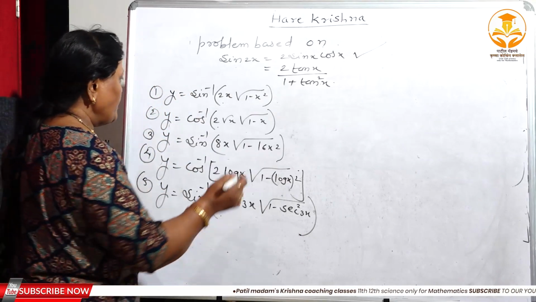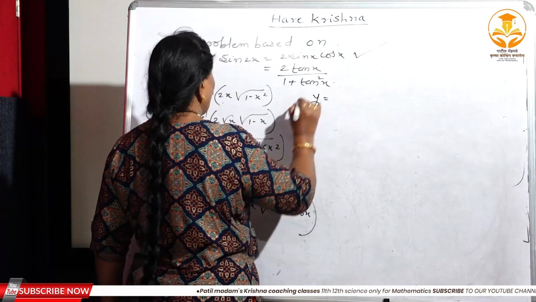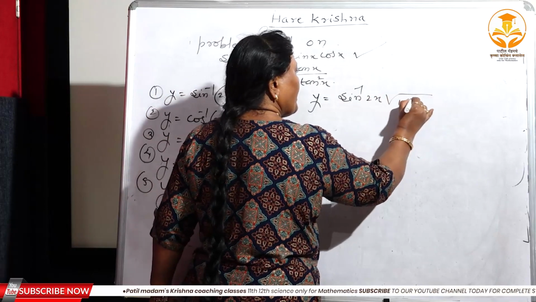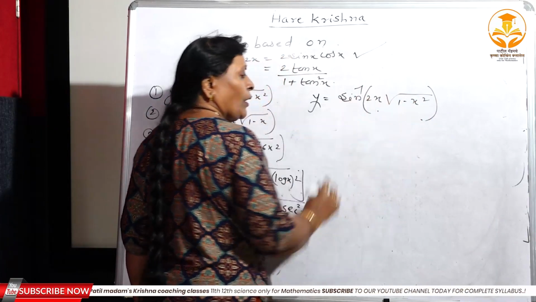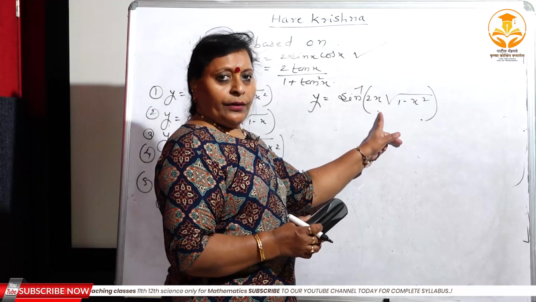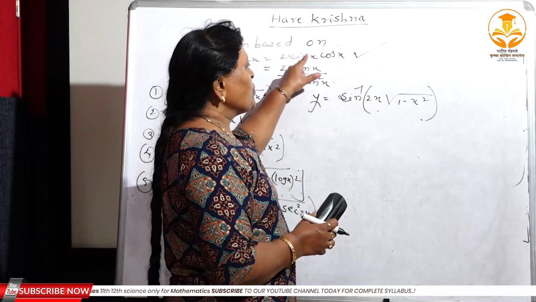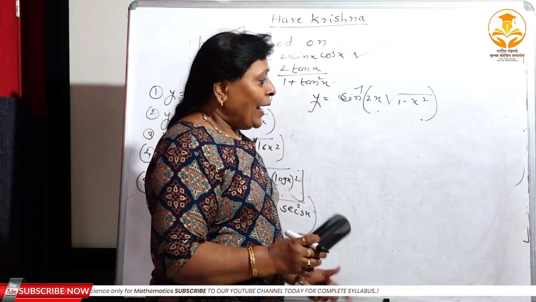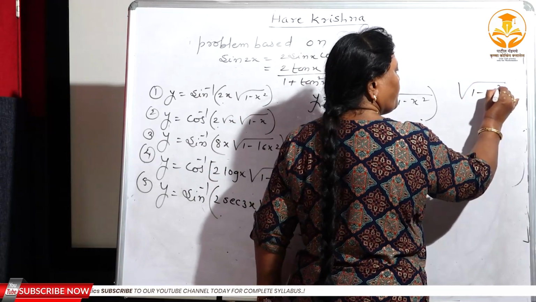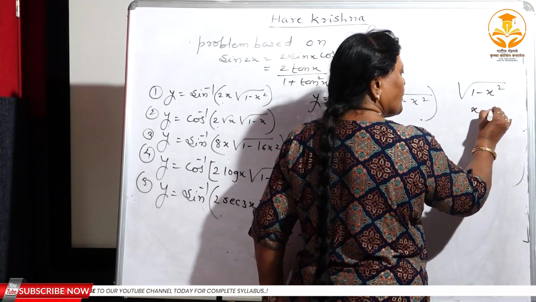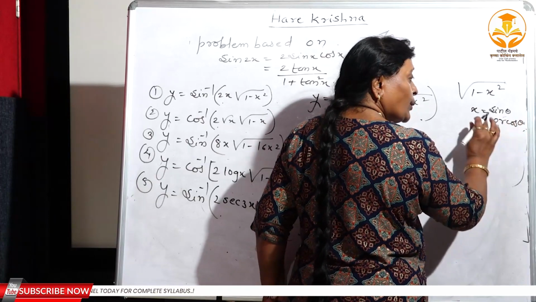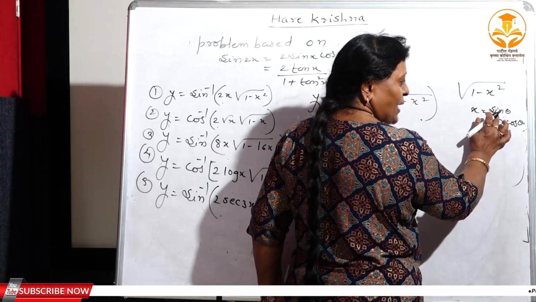I will take the first one, say, that is y is equal to sin inverse of 2x root of 1 minus x square. Now here you have to make such a substitution so that in the bracket you should get the formula, that is 2 sin x cos x, isn't it? And generally you have to remember, suppose there is 1 minus x square, then generally put x is equal to sin theta or cos theta, but here you have to give the preference to only sin theta, right?